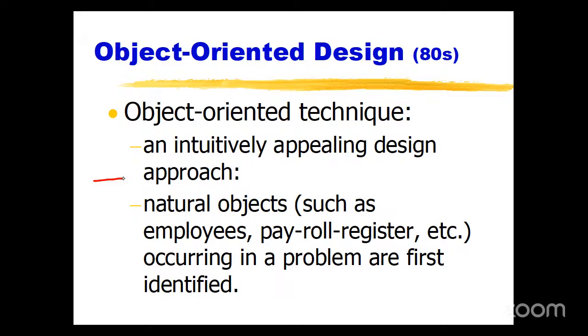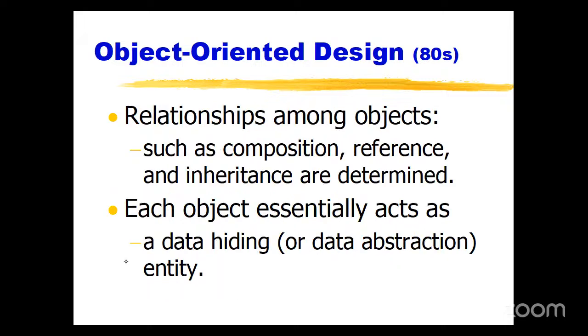Then you are going to go for the relationships among the objects. So if you are identifying two objects, what is the relationship between these two objects? Whether it is only one to one, that is only one connection between those two objects, or one to many, or many to many objects. Likewise you are going to check.